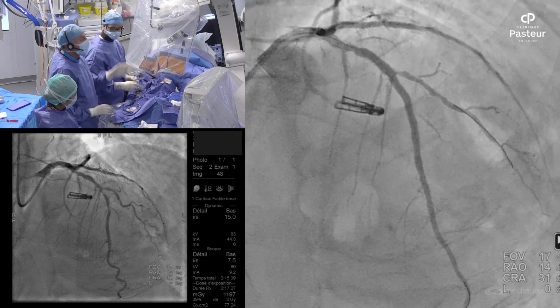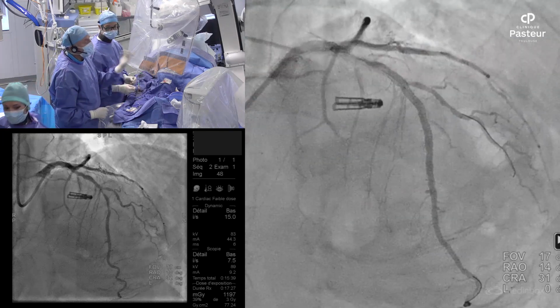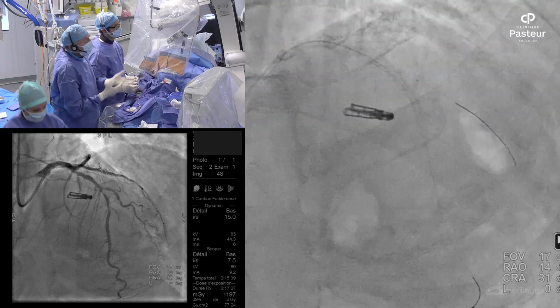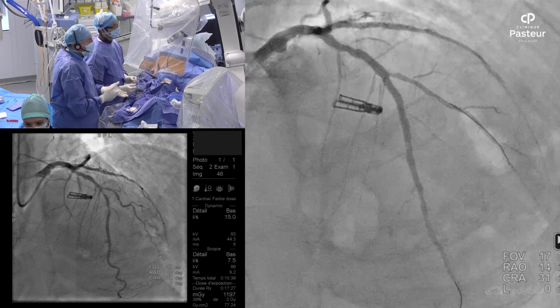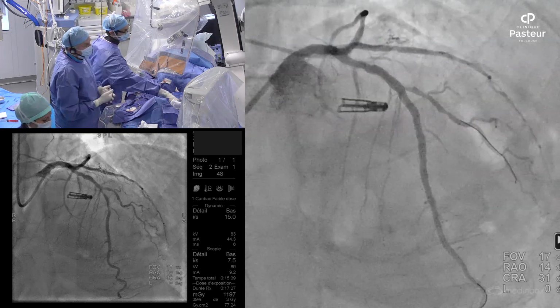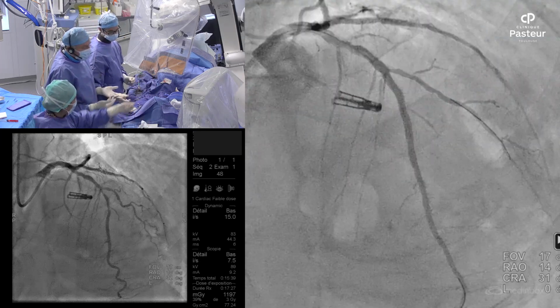Yes. And if we do the side branch inflation dilatation, then we do a repeat after. So I think the question is, do we really need to do a kissing, yes or no? There is some argument for and some argument against. For the moment, we don't have any clinical evidence of the advantage of either technique. After that, it's a matter of preference.